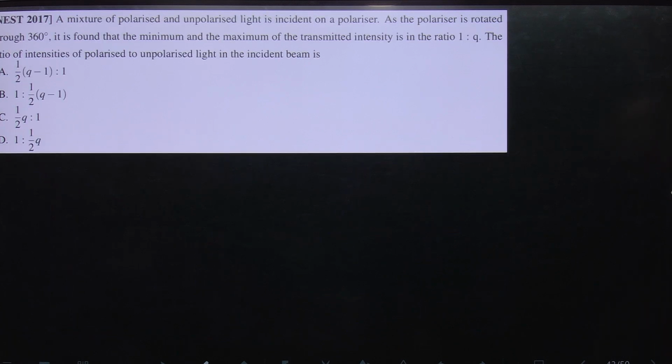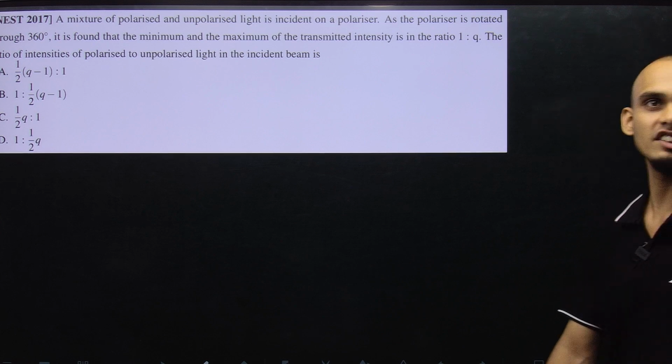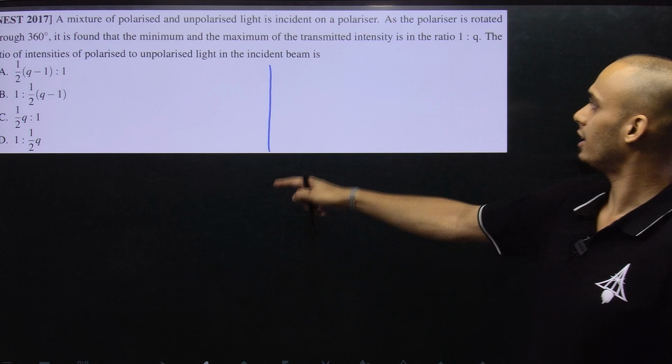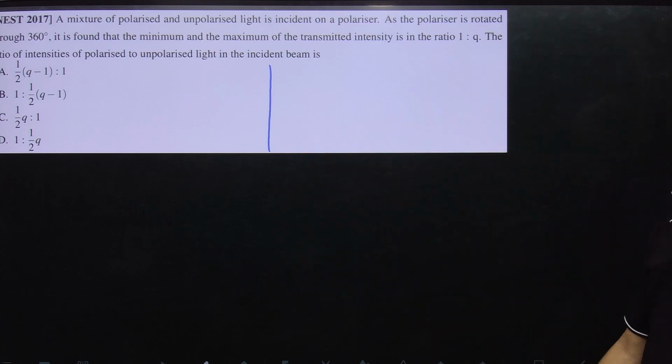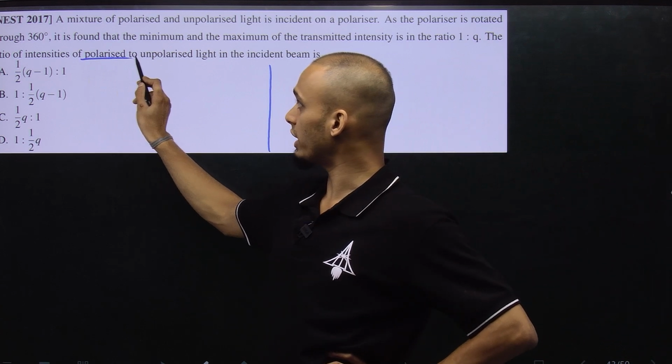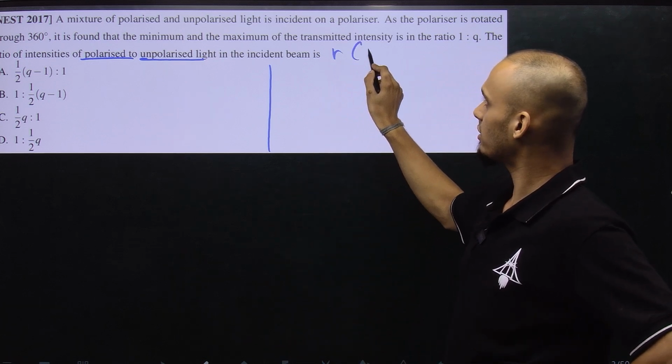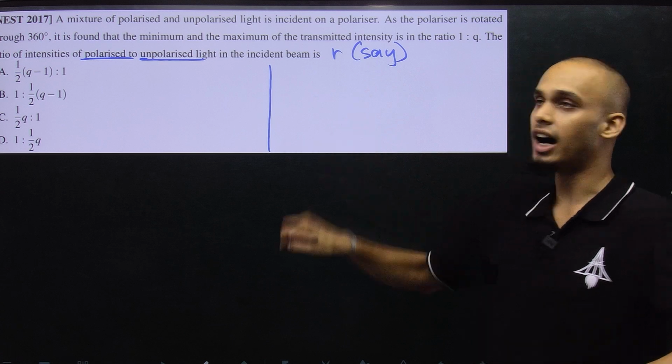Next question, we have a mixture of polarized and unpolarized light falling on a Polaroid such that the ratio of maximum and minimum intensities emergent from it is 1 upon q. We need the ratio of intensities of polarized and unpolarized light. Let's say the ratio is equal to R.